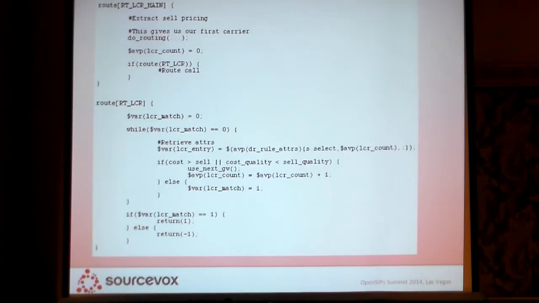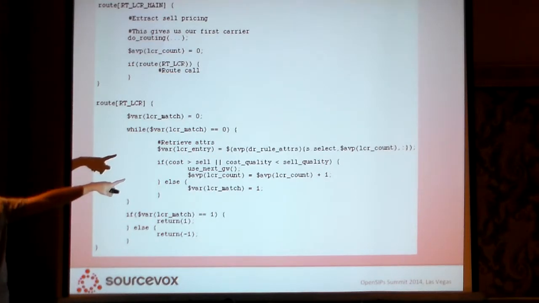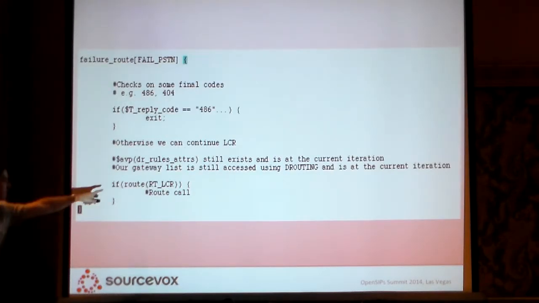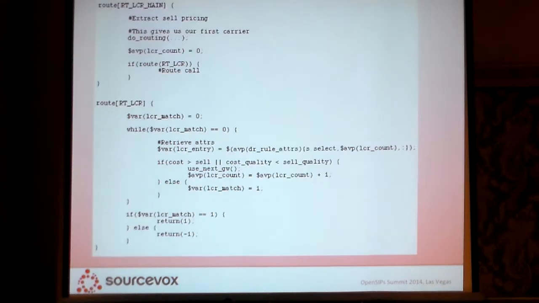So, to go back one slide, we have our LCR count variable. For example, the LCR count was set at 1 because we discarded the first carrier, so we moved on to the second carrier. The second carrier rejected the call, but all we do here is call route to LCR again, and we're still at LCR count 1. OpenSIPS' internal counter will still be the last carrier we routed to, so we can basically just continue our while loop where we left off. And that's a really neat feature of OpenSIPS.